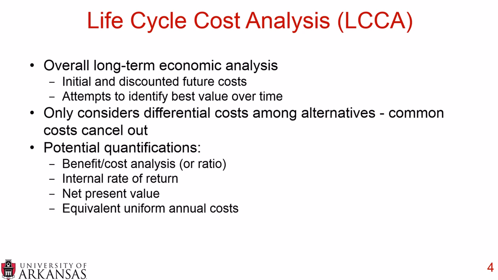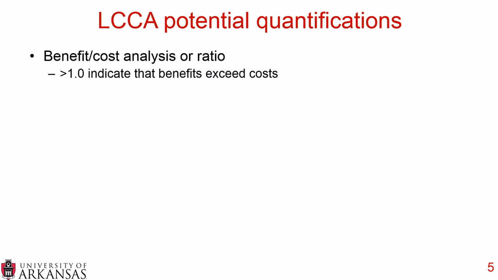Other potential quantifications that you may hear along with LCCAs are benefit cost analysis or benefit cost ratio, an internal rate of return, a net present value, or equivalent uniform annual costs. And actually, some of these terms are used in an LCCA as well. But why are these quantifications important? Well, potential quantifications include the benefit cost analysis or benefit cost ratio, where any number greater than 1 indicates that the benefits exceed the costs.